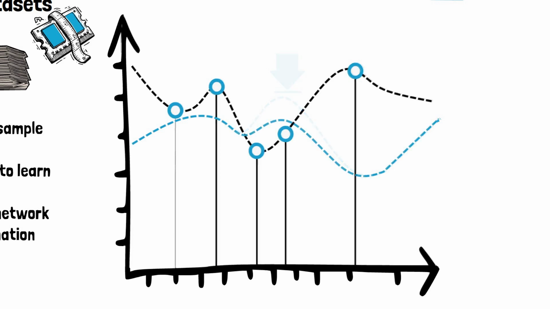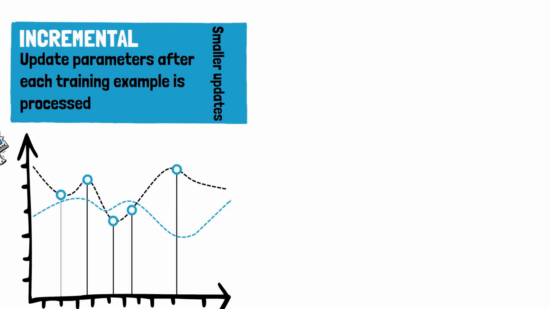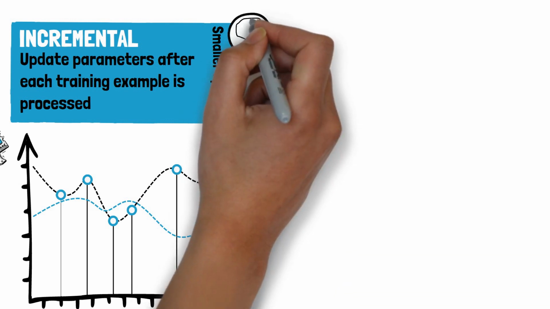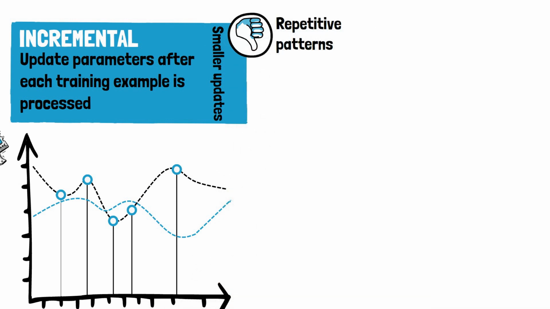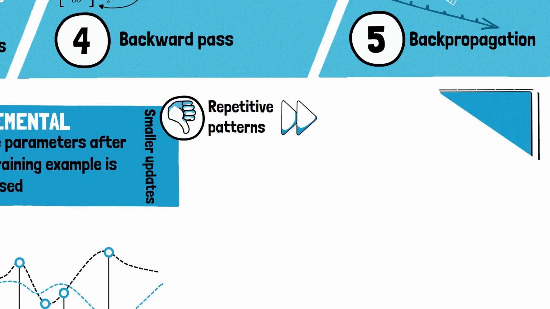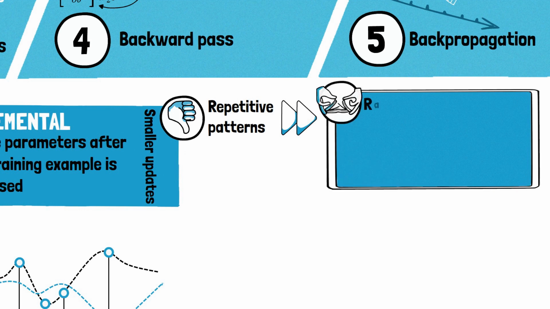With incremental updates, we don't want to process all data instances in the same order for every epoch, as this can sometimes lead to repetitive patterns in updates that could cancel each other. To avoid this, we shuffle our data and pick instances randomly.